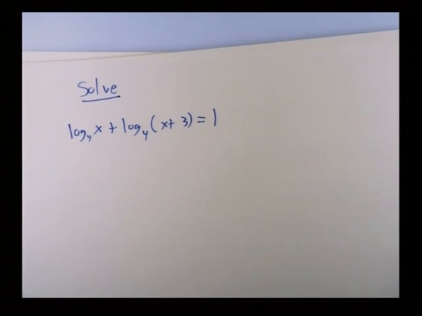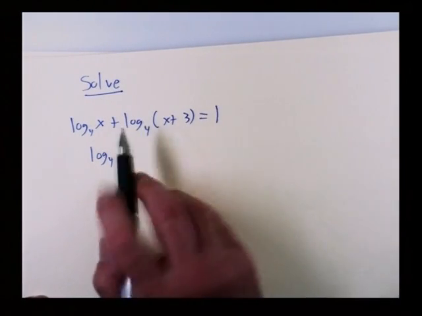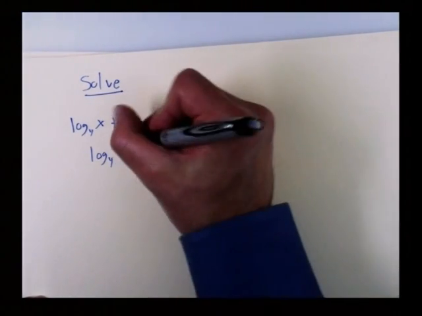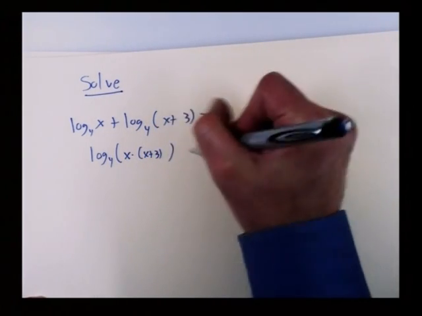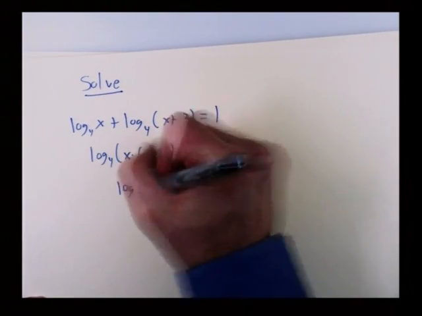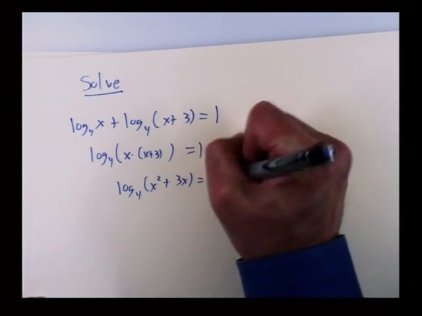Stare at this equation for a little while. On the left side, you see the log of something plus the log of something, and we have good rules for this. We have properties of logarithms that let us combine them. We know this is the same as the base 4 log of the first term times the second term. This is the base 4 log of x times x plus 3. Must be equal to 1, which means that the base 4 log of x squared plus 3x must be equal to 1.